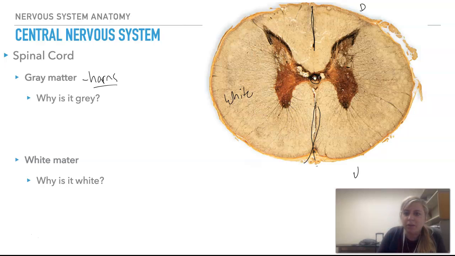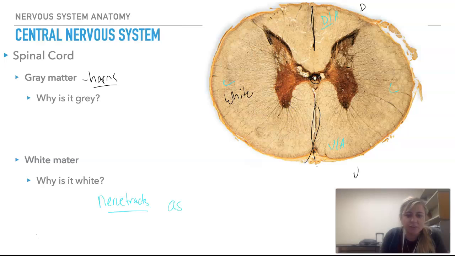The areas of white matter are named for the area of the spinal cord they're in. So the ones on the side are called lateral white matter. The ones towards the front are called ventral or anterior white matter. The ones in the back are called dorsal, or posterior white matter. And the white matter is white because there's a lot of myelin sheaths in that area. Now the white matter, we'll get into this more when we get further into how the nervous system functions, but white matter contains nerve tracts. Tracts are the names for the bundles of axons that run through the central nervous system.